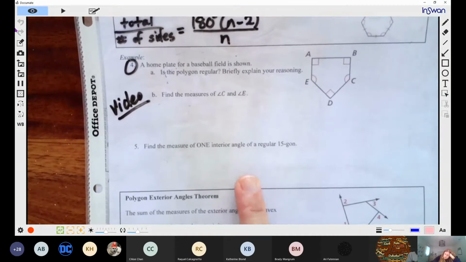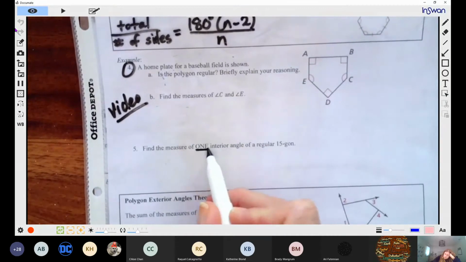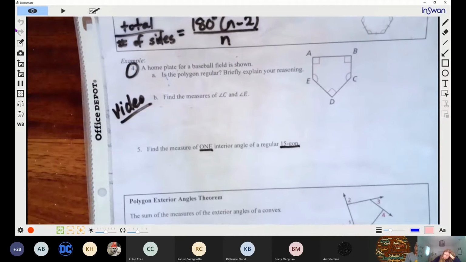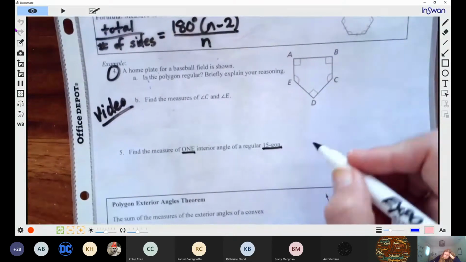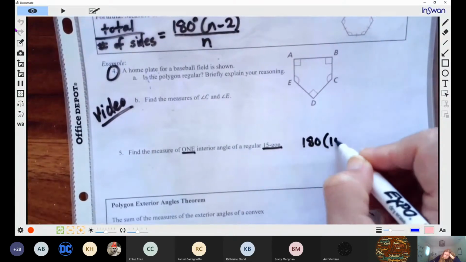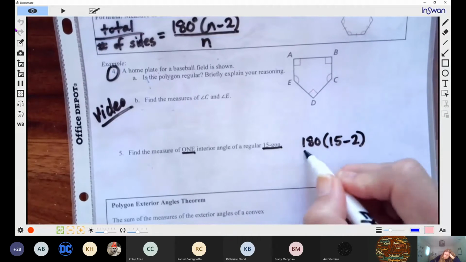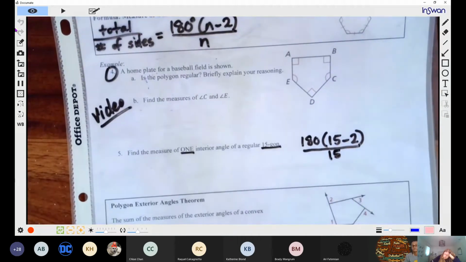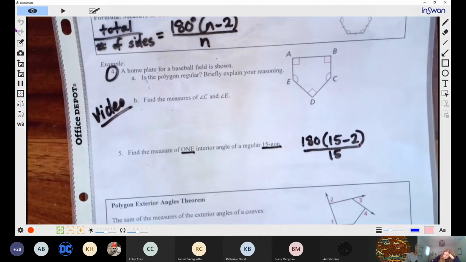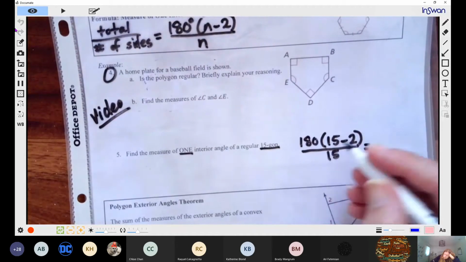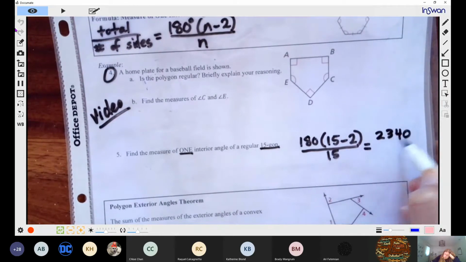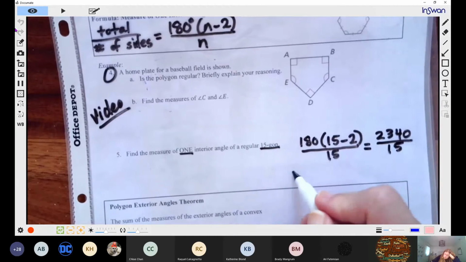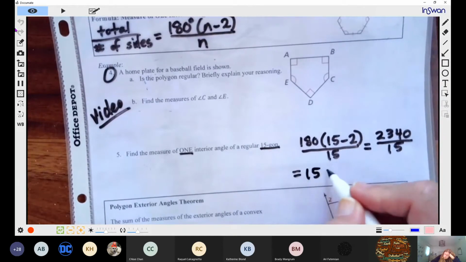But this one here, if I want to find the measure of one interior angle of a regular 15-gon, all you got to do is plug it into the formula where n is 15. So it's going to be 180 times 15 minus 2, over 15. That will give us 13. So 180 times 13 is 2340. And when you divide it by 15, you get 156 degrees.